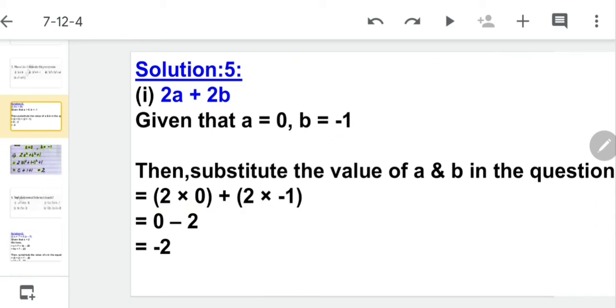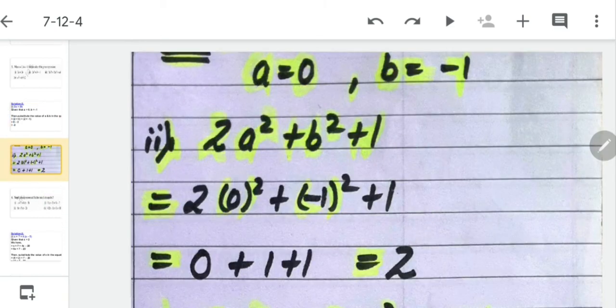Now the next question, that is the second part, 2a square plus b square plus 1. So 2 is multiplying with a square and we have 0 as the value of a. So 2 multiplying with 0 will become 0. -1 power 2 will be 1, and we have positive 1 at the end. So 1 plus 1 gives us 2.